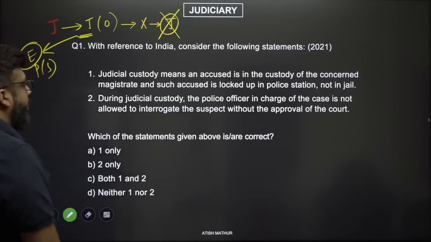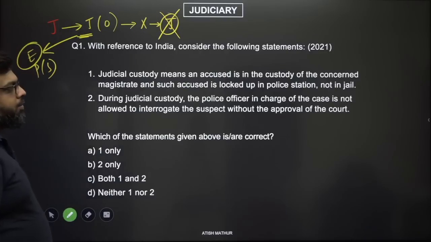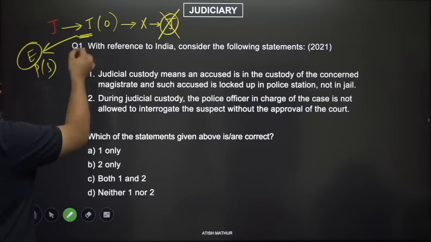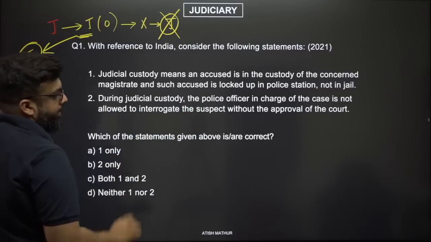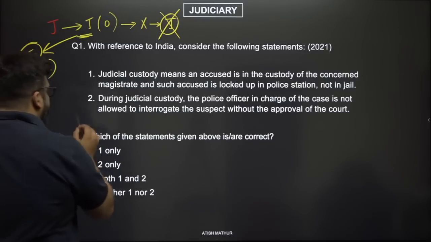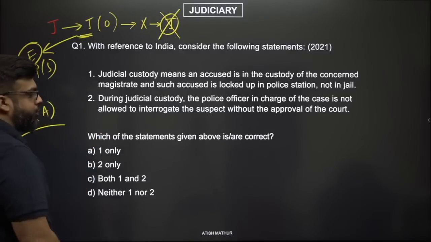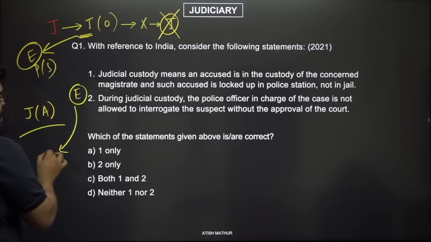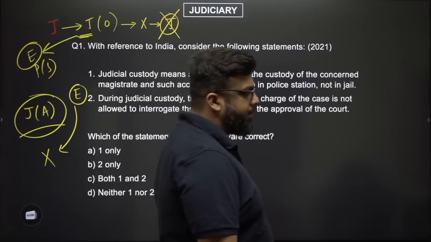Seems a little odd. During judicial custody, the police officer in charge of the case is not allowed to interrogate the suspect without the approval of the court. During such a judicial arrest, the police officer in charge of the case is not allowed to interrogate the suspect without the approval of the court. Now think about this. If the person is under judicial arrest, that means you're under the larger aegis of the judiciary, and the police officer concerned, which is the executive, cannot talk to the person under custody without the permission of the concerned judicial magistrate or the court for that matter.